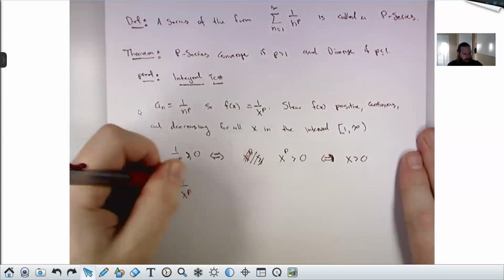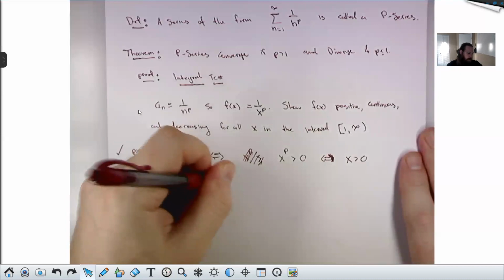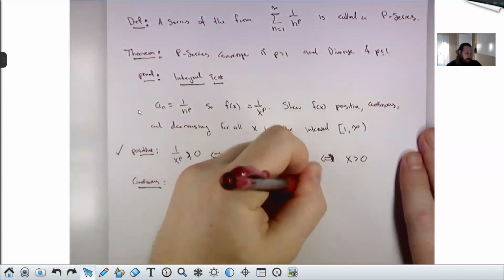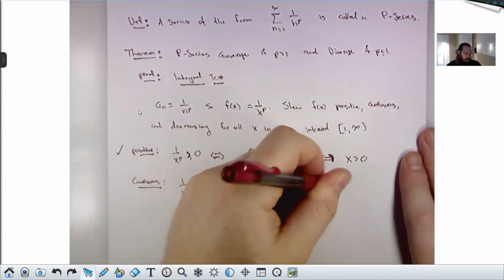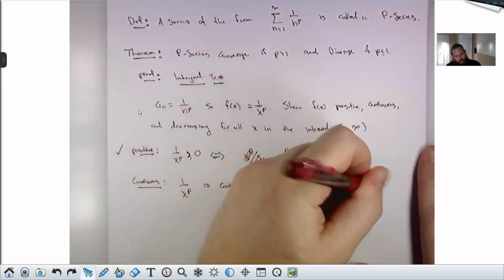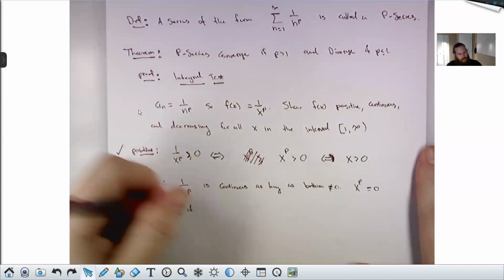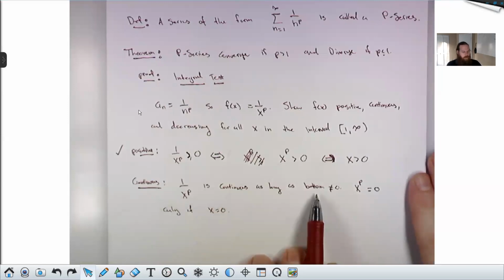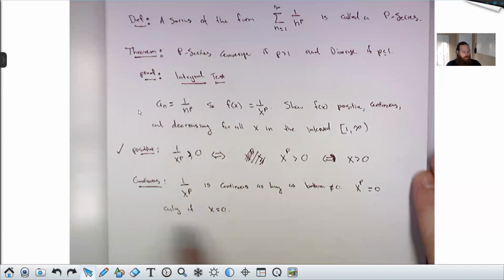1 over x to the p is also a rational function. So it's continuous as long as the bottom isn't 0. X to the p is equal to 0 only if x is equal to 0. Right? If you take a number and you raise it to a power, the only way to get 0 out from that is if the number you started with was 0. You can't square a non-zero number and get 0. You can't cube a non-zero number and get 0. So this thing is continuous as long as the bottom is not equal to 0. The bottom is equal to 0 only if x is equal to 0.